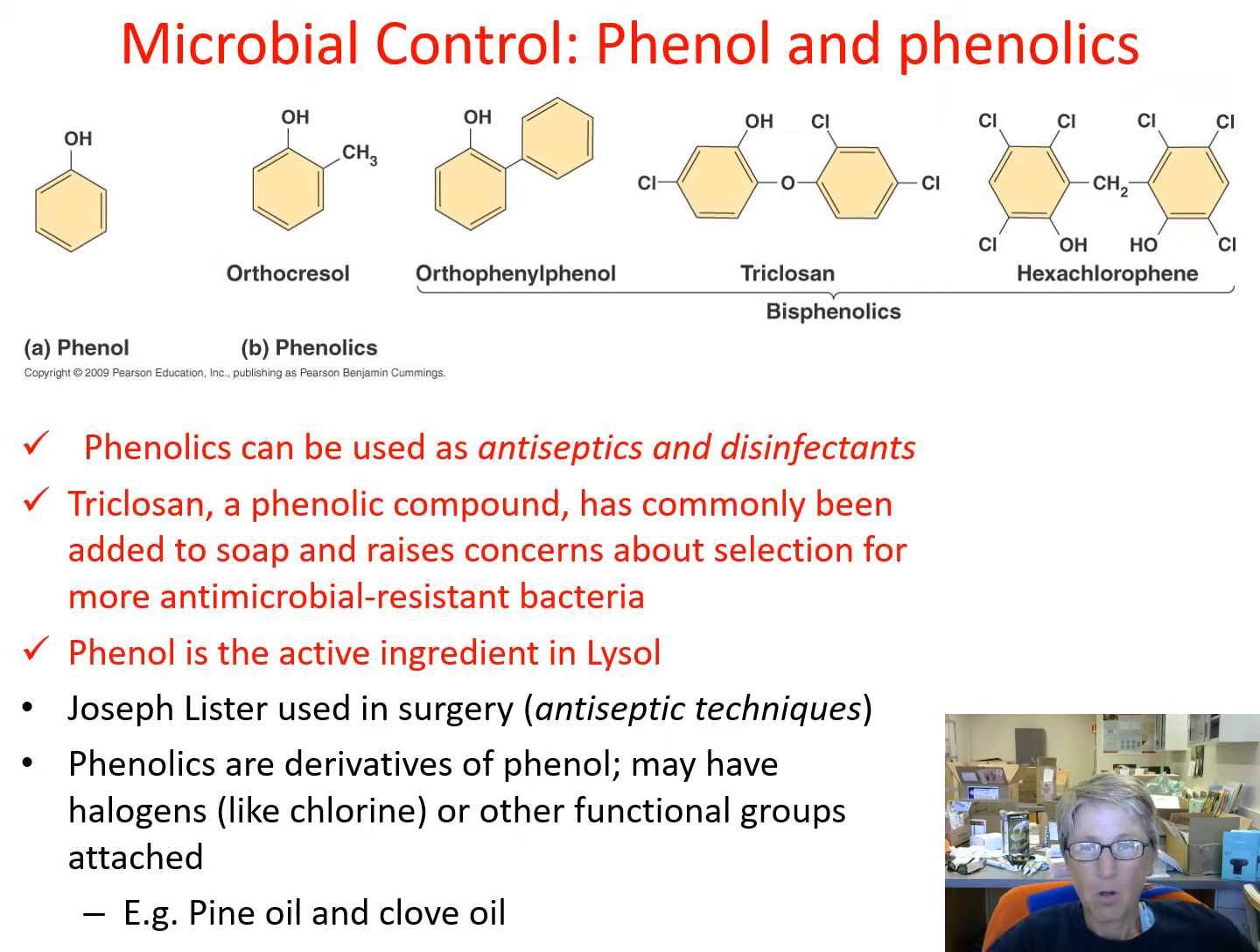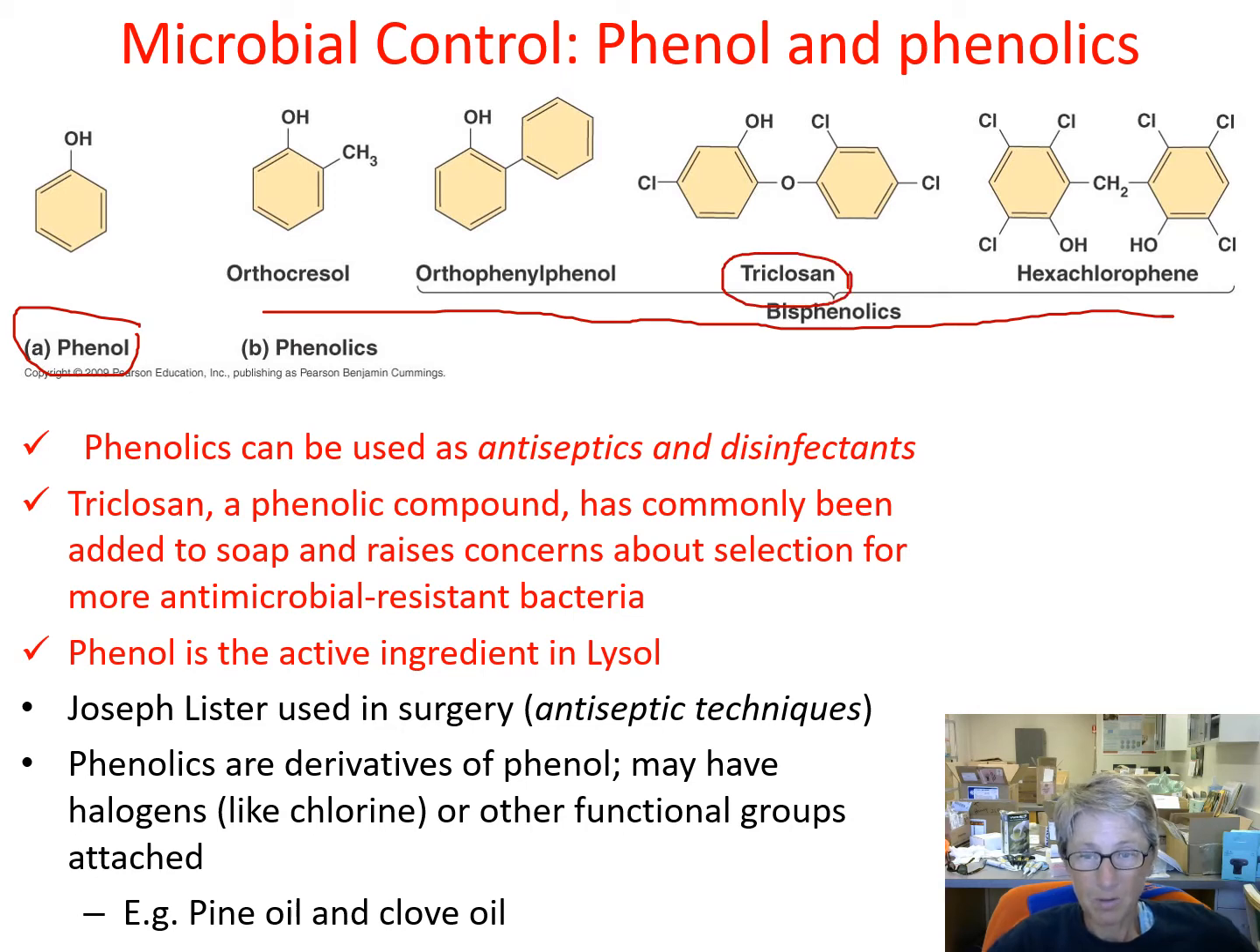So let's look at phenols and phenolics. So again, here's a phenol, and then B, these are all phenolics, and then these guys are bisphenolics. So you can use a phenolic as an antiseptic and a disinfectant. And this guy, triclosan, which is a bisphenolic, and here's its chemical structure. So again, it's got the hydroxyl group and it's got a couple chloride ions on it. Oh, it's a phenolic compound.